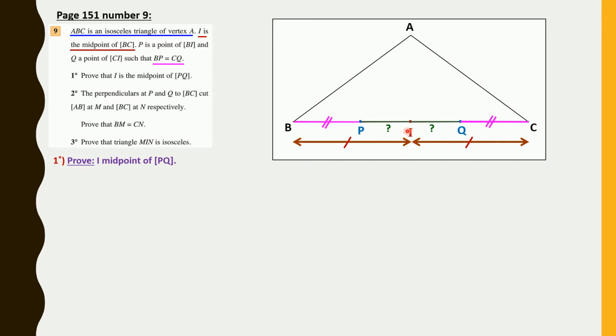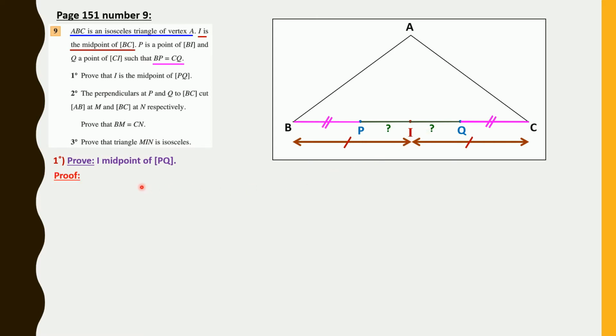And we notice that IP is in fact IB minus BP, and IQ is equal to IC minus QC, segment subtraction. And since these two segments are equal and these two segments are equal, their differences are equal, and these two segments will be equal by transitivity.